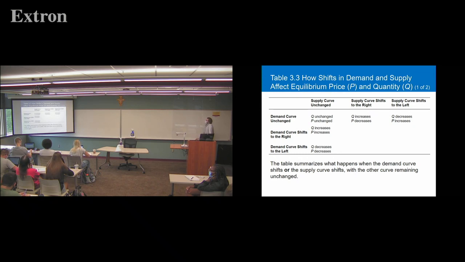All right, and here's a table you can use that summarizes how shifts in supply and demand affect equilibrium price. So supply curve shifts to the right, demand curve doesn't move. The quantity increases, the price is going to decrease. You can use these to help study. Just a quick way, I guess, to remember if you don't want to remember shifting supply and demand curves.